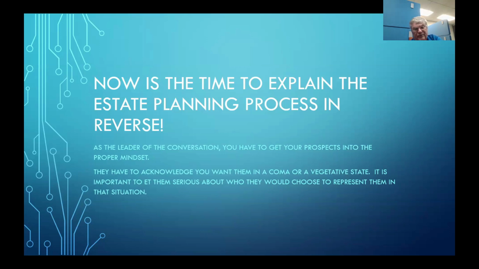Do it in reverse. Make a note. Do it in reverse. As the leader of the conversation, you have to get your prospects into the proper mindset. They have to acknowledge, you want them in a coma or a vegetative state. It is important to get them serious about who they would choose to represent them in that situation. Once they start talking to you, they're in the middle of doing their estate plan with you.